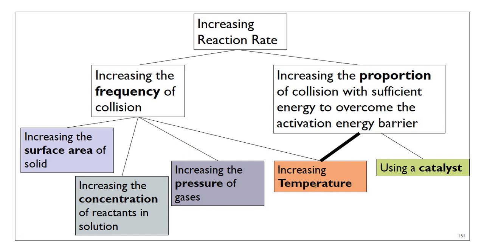Obviously, in this case, temperature affects both. So temperature would affect both the frequency of collision and the proportion of collisions with enough energy to meet the activation energy barrier. That's such a mouthful. So whenever we talk about rate, you need to really think about collision theory.